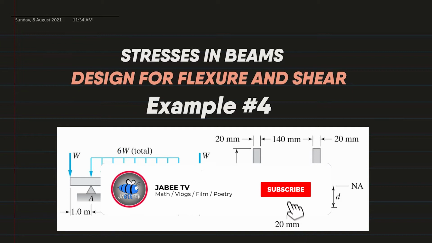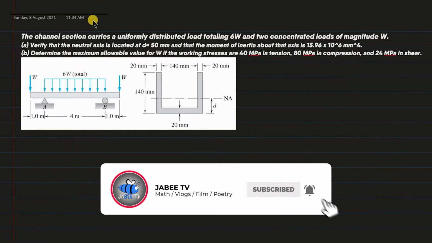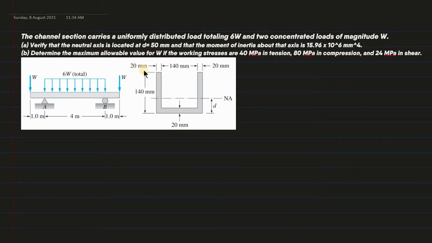Alright, so tignan natin yung ating problem mga bis. Sabi dito, the channel section carries a uniformly distributed load. UDL yan na yung total is 6W. Again, total yan, hindi yan yung intensity, okay? And 2 concentrated loads of magnitude W, sa bawat dulo. So, overhanging siya.